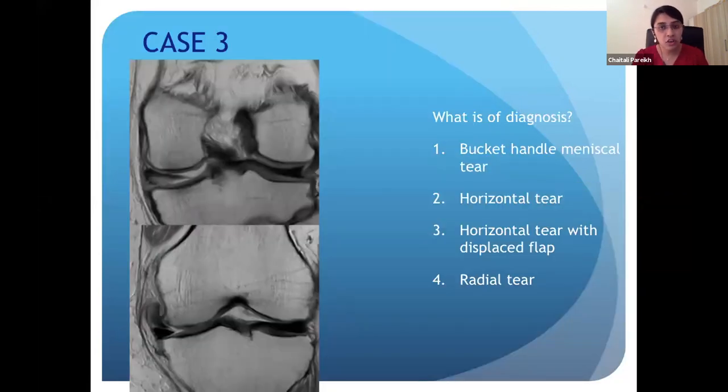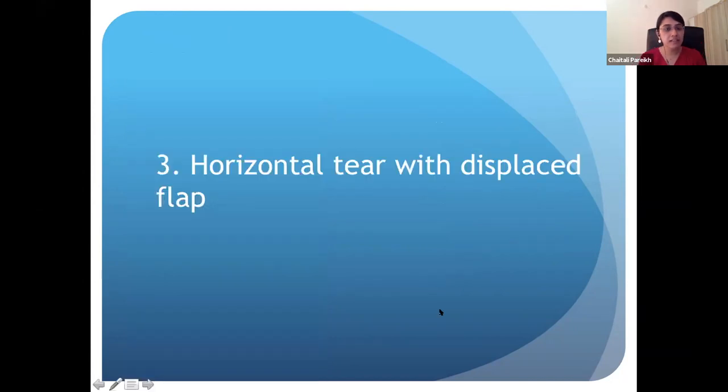Next question, what is the diagnosis? Whether it's a bucket handle tear, horizontal tear, horizontal tear with a displaced flap, or a radial tear. The answer is it's a horizontal tear with a displaced flap.